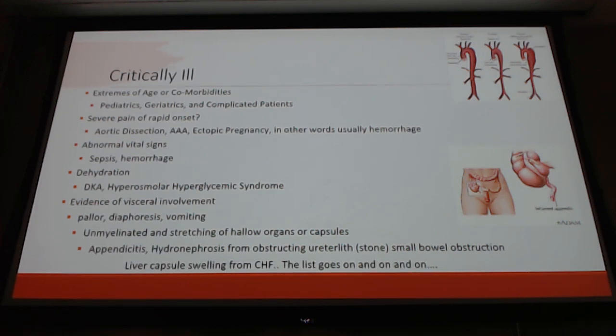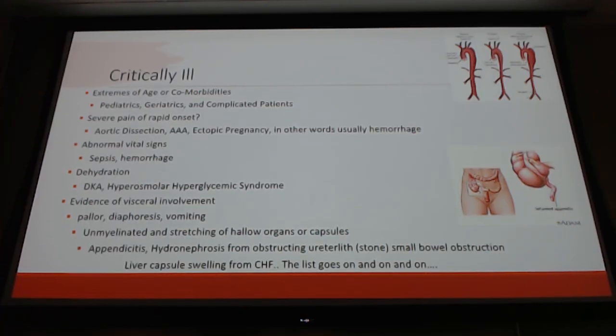So severe pain, are we worried about maybe this is not just an abdominal type of thing, we're worried about aortic dissection, AAAs, ectopic pregnancies. So abnormal vital signs, are we also dealing with the sepsis picture, hemorrhage picture? Is that sepsis because they ruptured from an appendicitis? Keep in mind these things can run together.